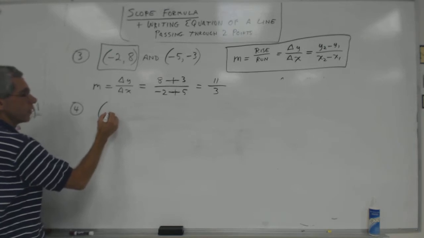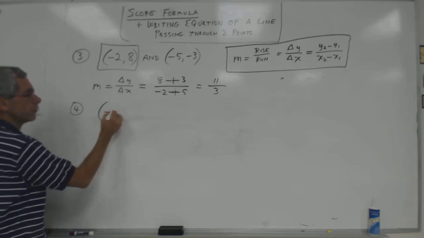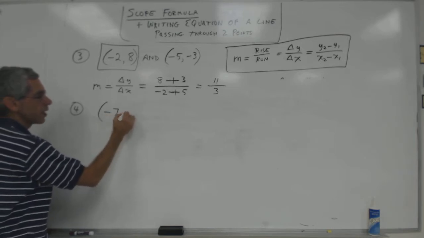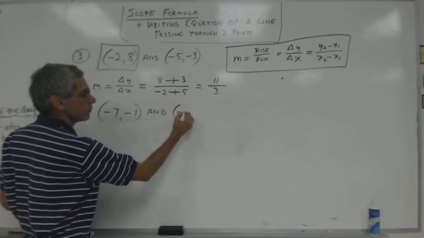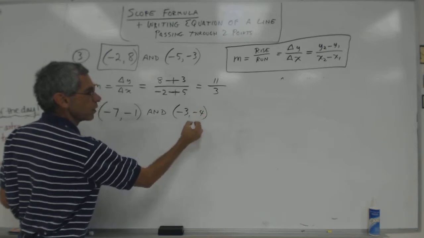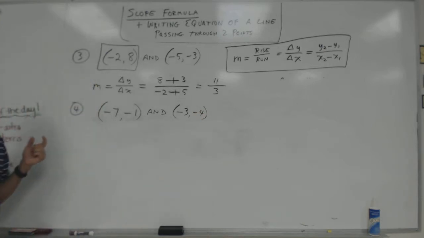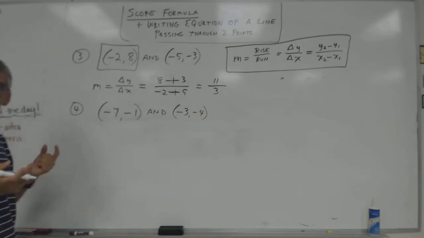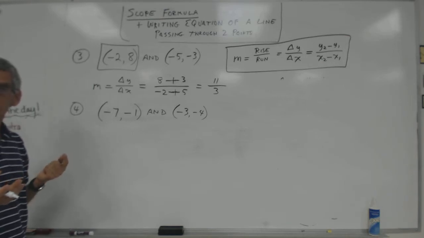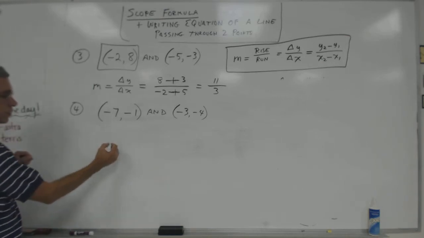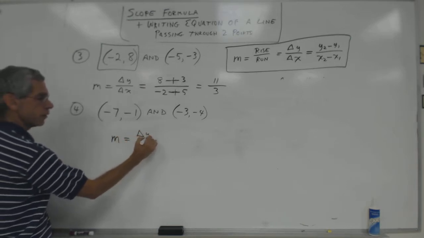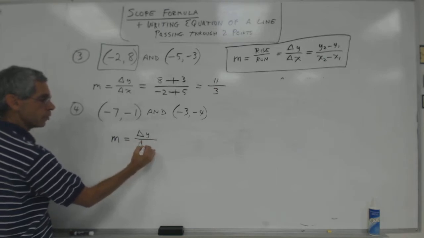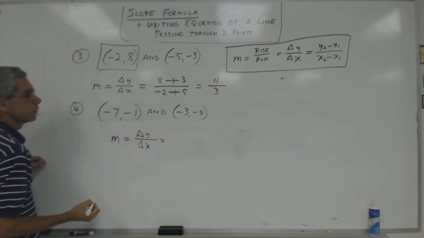All right, so now we'll do a harder one. Let's try negative 7 comma negative 1 and negative 3 comma negative 4. Okay, they're all negative. So the key is to just be really careful when you see negatives like this. You know, you gotta wake up, right? So again, I write my m is equal to the change in y, which means y's are on top, over the change in x. Okay?